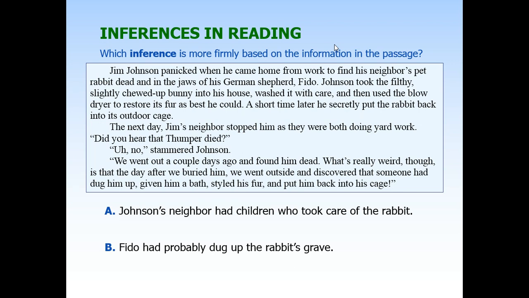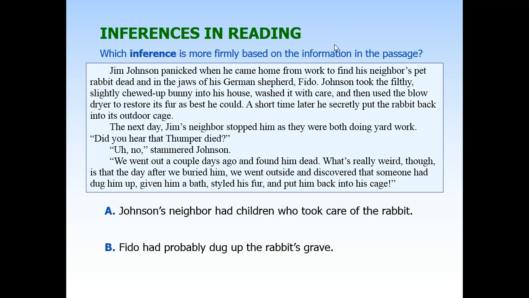The next day, Jim's neighbor stopped him as they were both doing yard work. "Did you hear that Thumper died?" "No," stammered Johnson. "We went out a couple of days ago and found him dead. What's really weird, though, is that the day after we buried him, we went outside and discovered that someone had dug him up, given him a bath, styled his hair, and put him back into his cage." So what's the logical inference here? A, Johnson's neighbor had children who took care of the rabbit, or B, Fido had probably dug up the rabbit's grave?